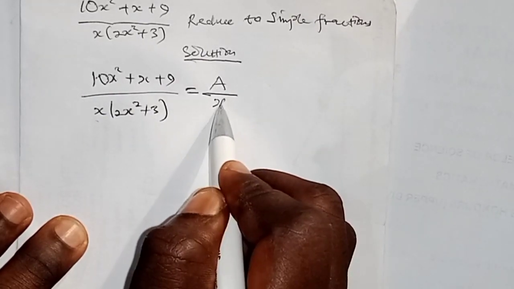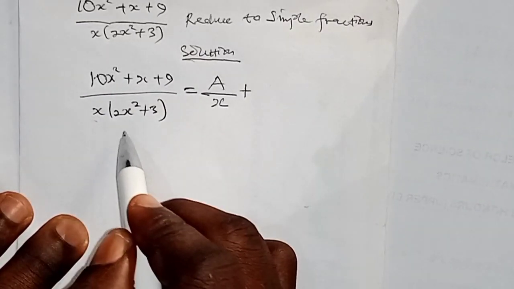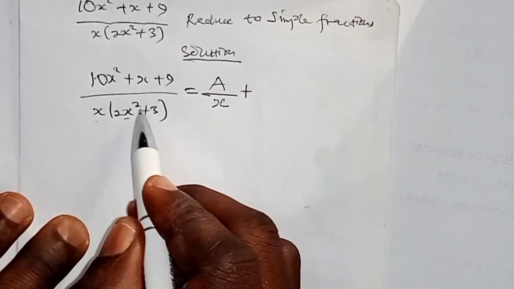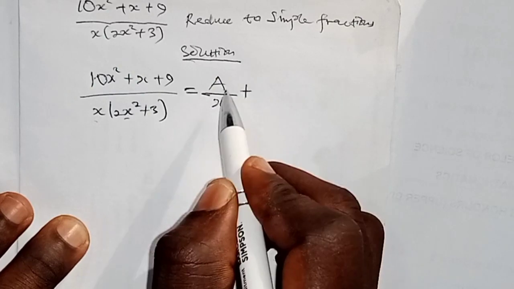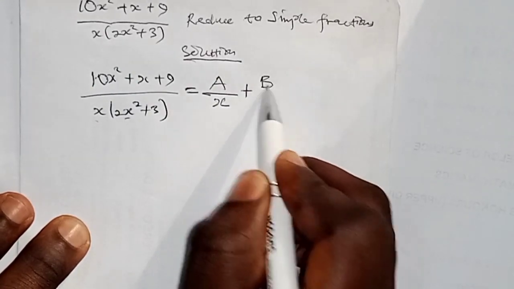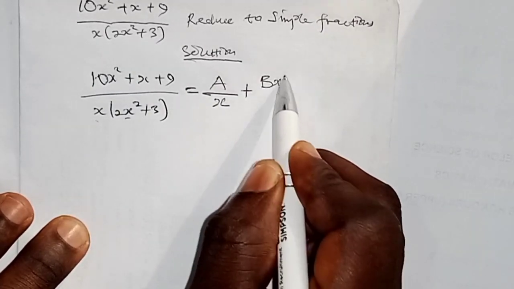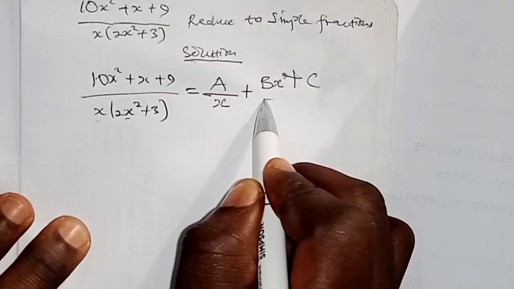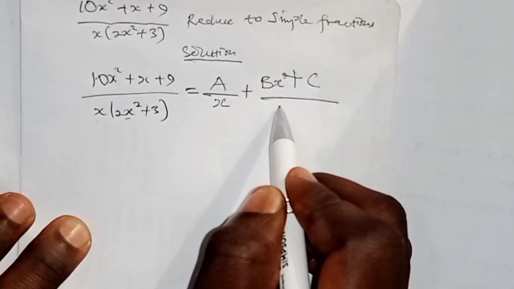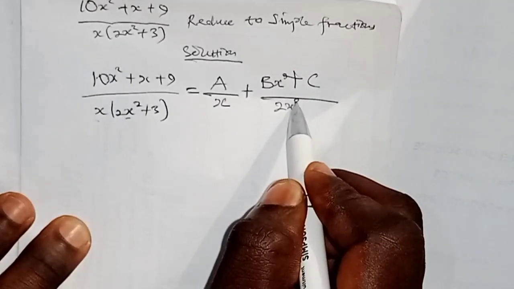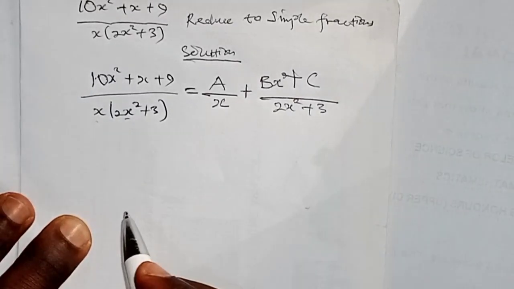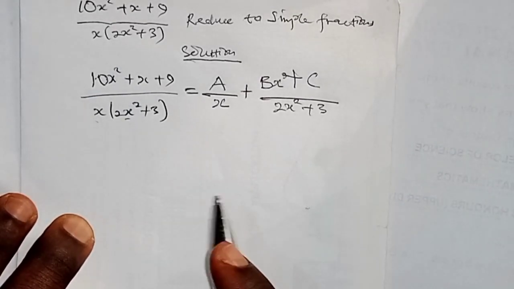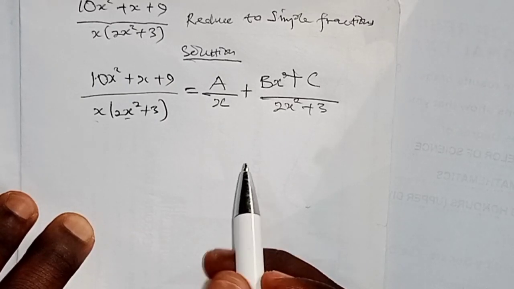So this is a raised to the power x, and then plus, since the power of x in the second term in the denominator is 2, the power of x in the numerator is going to be 1. This is bx, plus c, and then divided by 2x raised to the power 2 plus 3. Okay, so this is how you go about it. Once you split it this way, you can now go ahead to simplify.